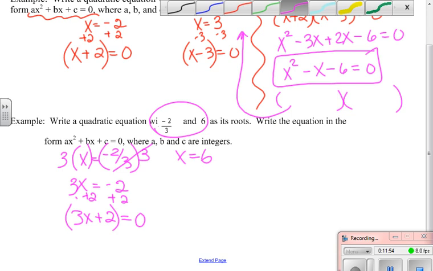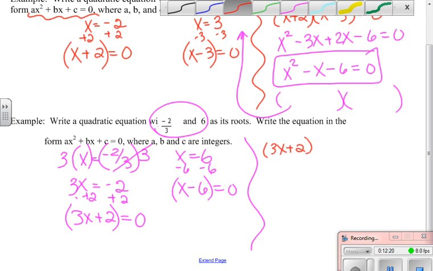Now adding 2/3 to both sides would work, but we don't usually deal with quadratics with fractions in them. We get the fractions as answers. So we want to undo that division and then the subtraction to work it backwards to get that quantity. Here we would just subtract 6. So x minus 6 equals 0. Now I'm going to multiply my two quantities. So I have 3x plus 2 times x minus 6.